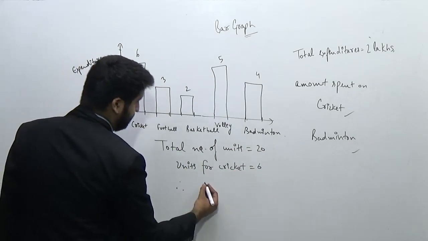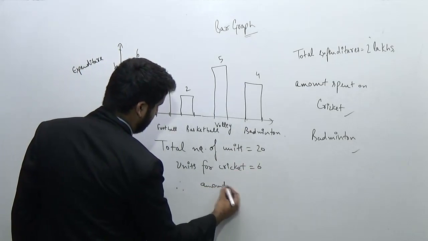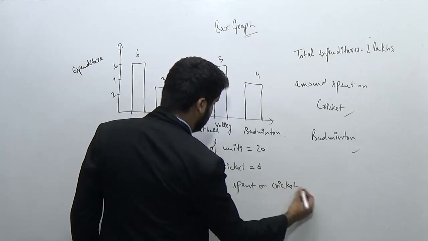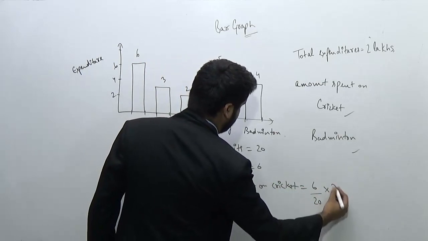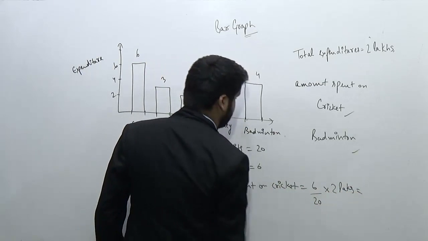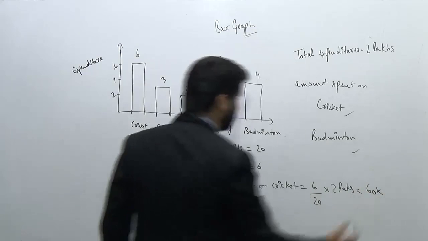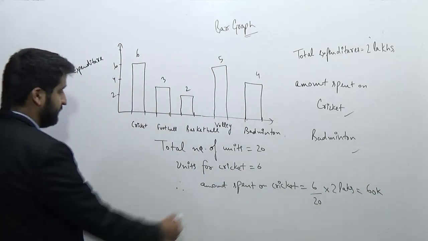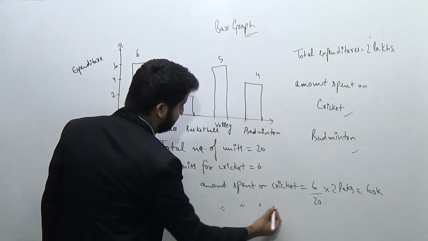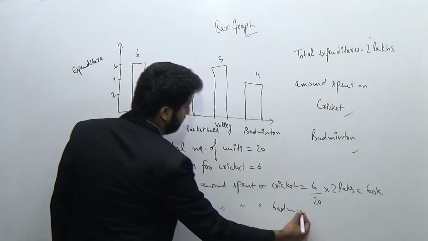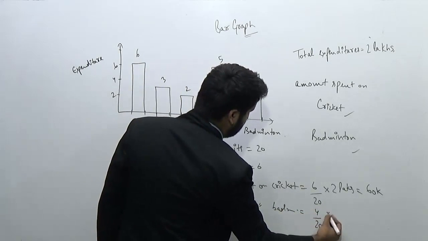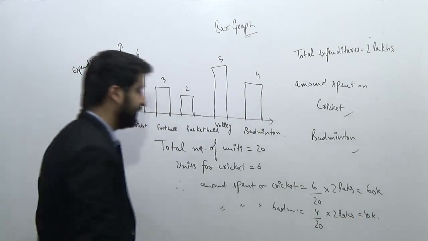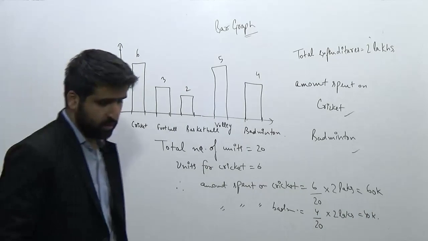Therefore, the amount spent on cricket is equal to 6 upon 20 into 2 lakhs. Right? So this is equal to 60,000 or 60k. So the amount spent on cricket is 60k. And you can see that the amount spent on badminton is equal to 4 upon 20 into 2 lakhs. So this amount will be equal to 40k. Right? So that's how we deal with the questions of bar graph.